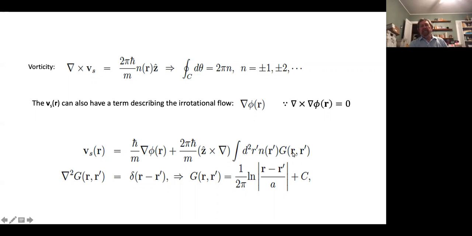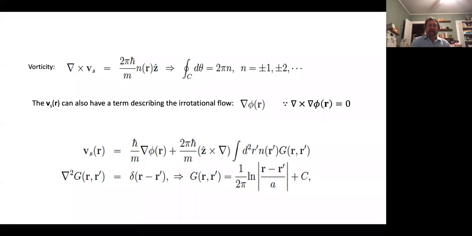Okay. And of course the Green's function, if I take the Laplacian of this whole thing, I take the curl of this whole equation, I'll end up with the fact that del squared of G must be equal to delta of r minus r prime. And if you solve this thing, the simplest way of solving a differential equation like this is to just take the Fourier transform and look at it in Q space.